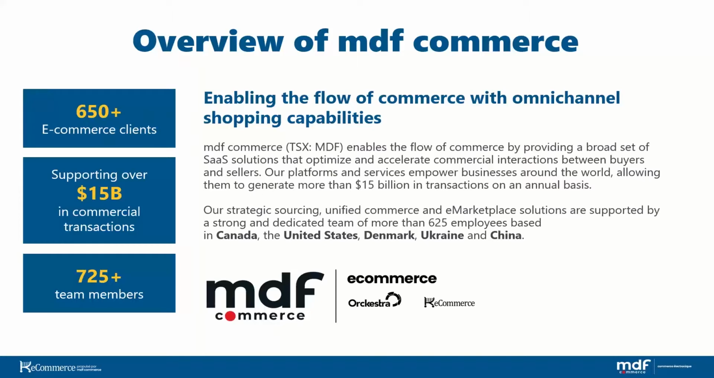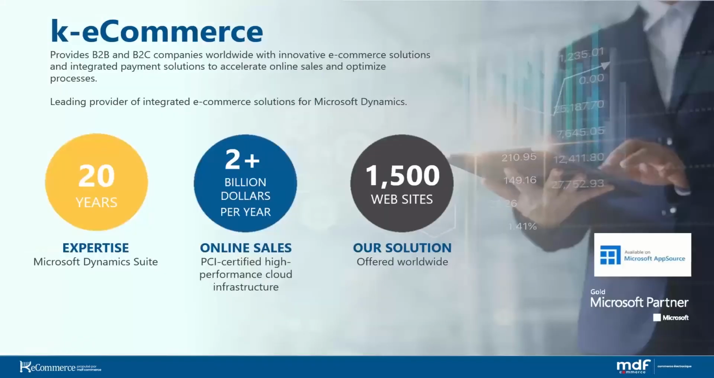The product we're speaking specifically about today is k-eCommerce. k-eCommerce has been around in the Microsoft Dynamics channel for over 20 years. We started with GP, NAV, and AX, and also branched out into the new cloud products, Business Central and Finance. In total, we run about 1,500 different websites for those 650 to 700 businesses, and those websites are responsible for over $2 billion in sales annually, focused predominantly on business-to-business customers with some business-to-consumer customers as needed.